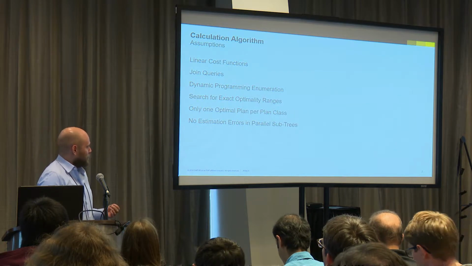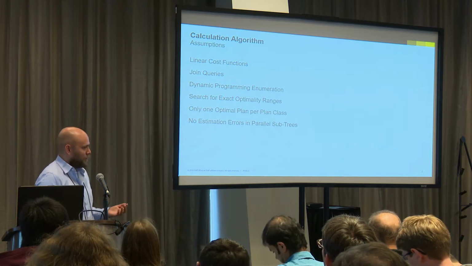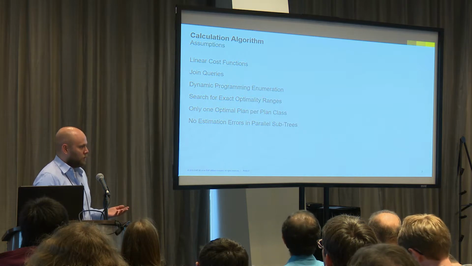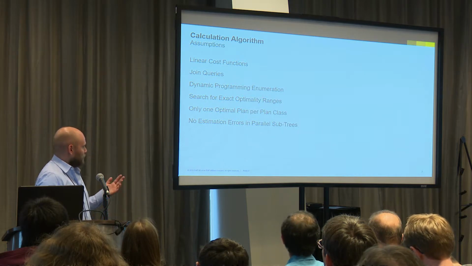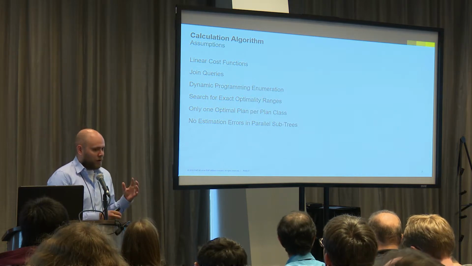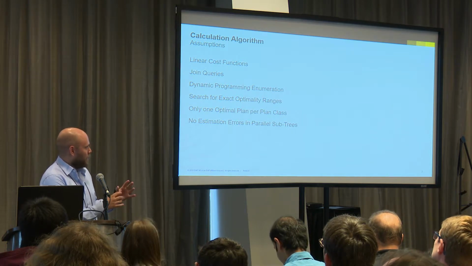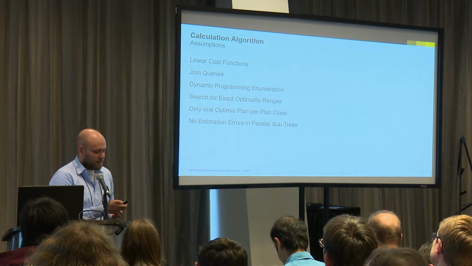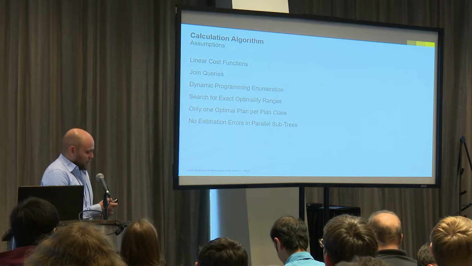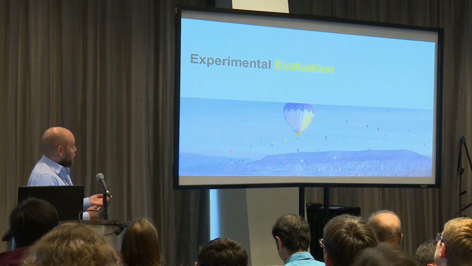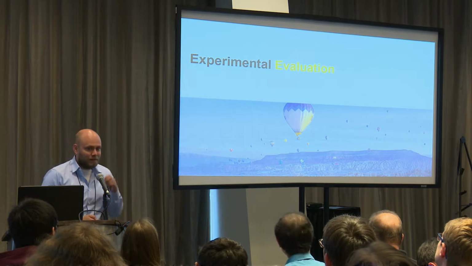And we explain, first of all, how this number of additional variables can be reduced or kept to a minimum. It also does not really affect the number of plans that we enumerate and compare. It only affects how we intersect the cost. So that was the calculation algorithm. So the question is, how do optimality ranges look in reality?